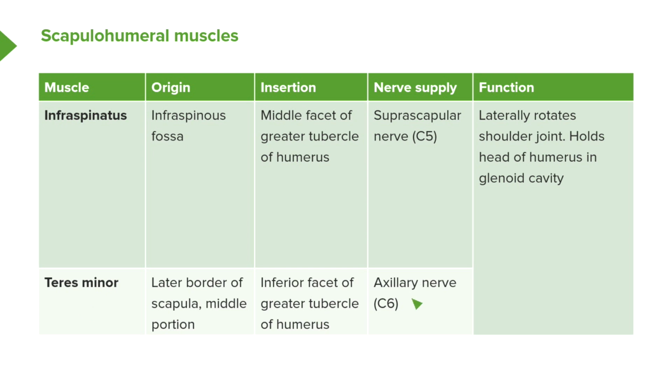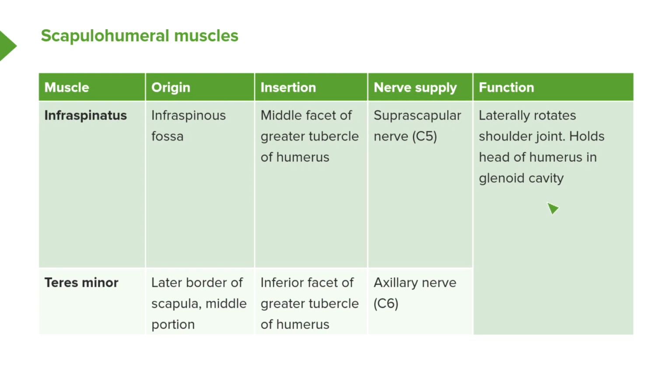Teres minor is innervated via the axillary nerve. Remember, we saw that supplying deltoid. These two muscles, infraspinatus and teres minor, help to laterally rotate the shoulder joint, and they hold the head of the humerus in the glenoid cavity. And this is really important.